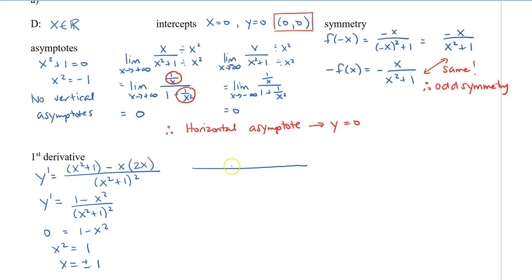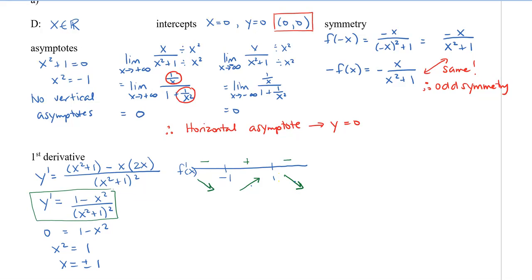So we'll draw our sign chart. So we have -1 and +1. And we're going to put test points in these three regions into our first derivative. And probably easiest is to use this one here, which is already simplified. So when we plug in, let's say -2, I actually get a negative value. Plug in 0, I am going to get a positive value. Plug in +2 into here, and I will get a negative value again.